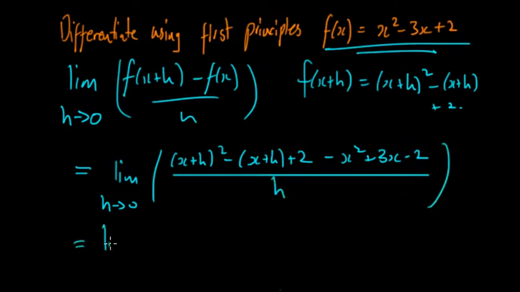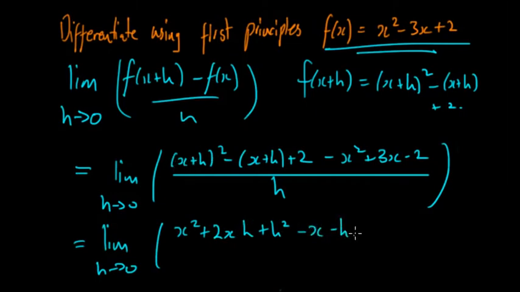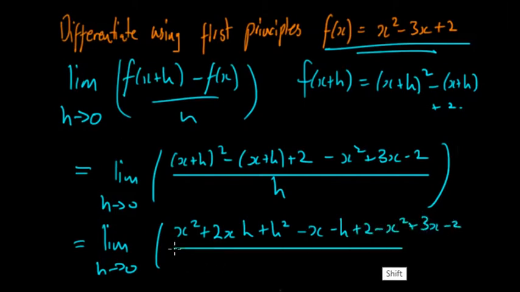So this is continued. The limit of h going to 0 is equal to x squared plus 2xh plus h squared. So I've just expanded this out. Minus 3x minus 3h plus 2 minus x squared plus 3x minus 2. This is all divided by h. So it's quite easy to make an algebraic mistake here, but it's not too bad because once you know how to do the other method, it's quite easy to double check if you've got the right answer or not.